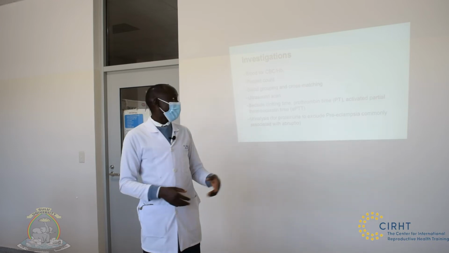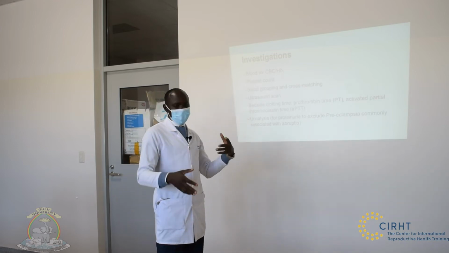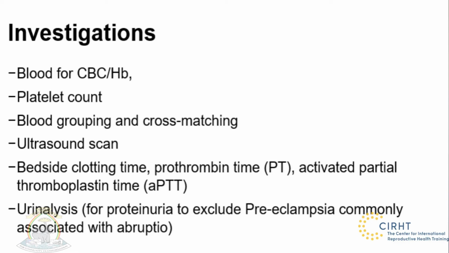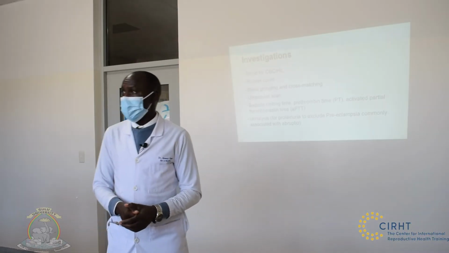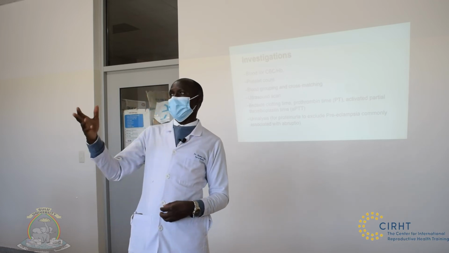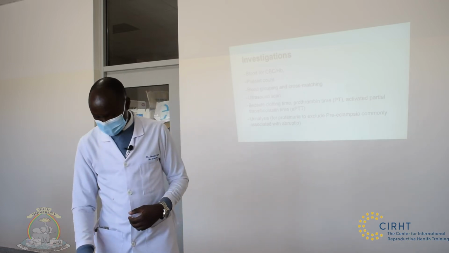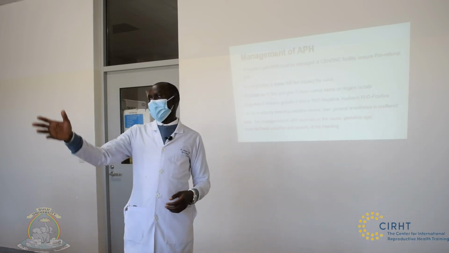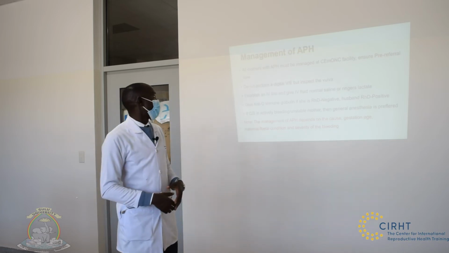Urinalysis is important. In fact, by the time most of these patients come in, they have lost a lot of blood, and so they are hypotensive. But still, it's important to rule out features of preeclampsia and eclampsia by doing the urinalysis, because patients with preeclampsia and eclampsia are at risk of developing antepartum hemorrhage, mainly because of developing abruptio placenta.